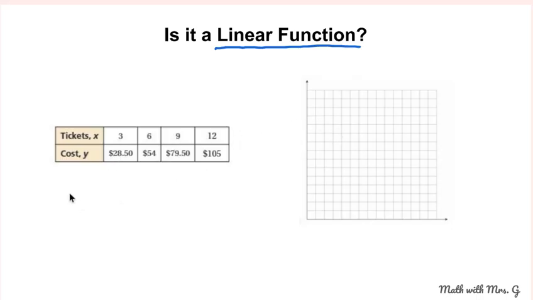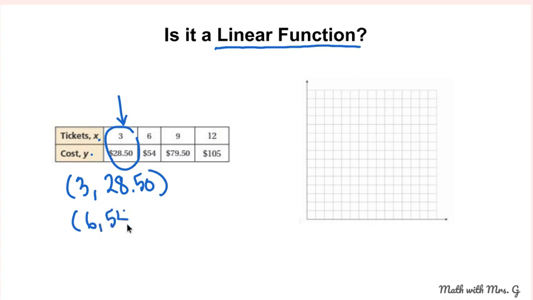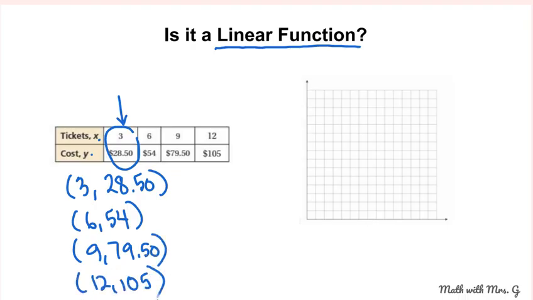All right, so my coordinate points would be 3, 28.5. That's this column right here, because I've got x, y. I would have 6, 54. I would have 9, 79.5. And I would have 12, 105. Okay, when I come to graph, let's review and make sure that we're graphing correctly.